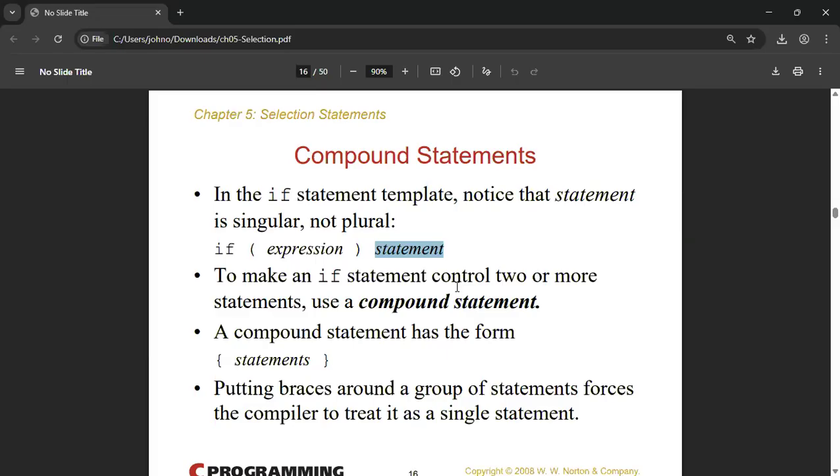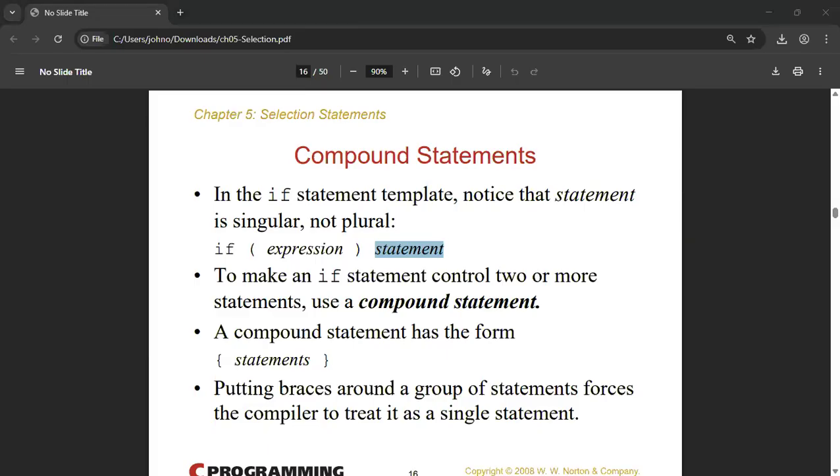But to solve this problem, C also has a structure called blocks. So the group of code that we put within these curly braces is called a block. If you put code inside of these braces, all the code will be considered as one statement for the if expression. And this is the solution we have for writing more than one line.